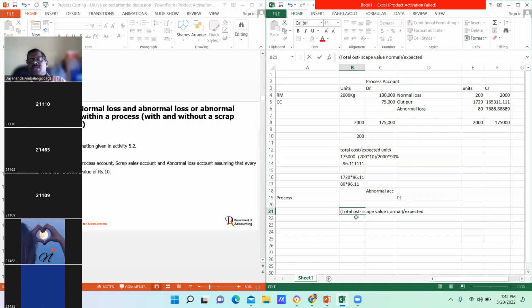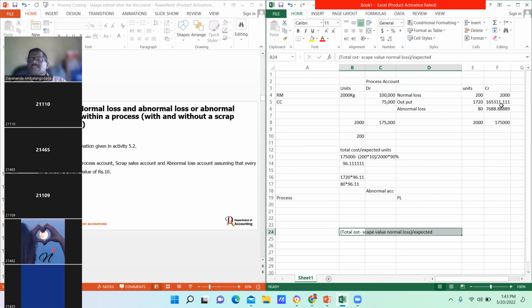What is the slight change? Total cost minus scrap value of normal loss, then divide by the expected units. That's what we did here under 5.2. Prepare the process account. We have now prepared the process account and an abnormal loss account, assuming that every loss unit has a scrap value. Now the abnormal loss will be a little bit changed.